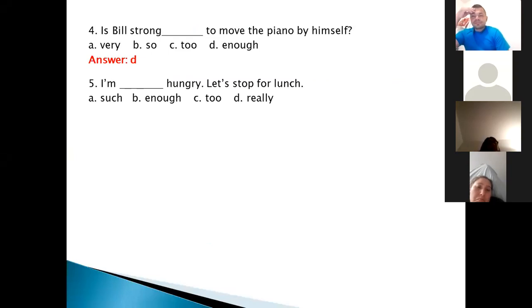I'm hungry. Let's stop for lunch. I'm really hungry. Let's stop for lunch. Remember, really hungry, very hungry, same thing.